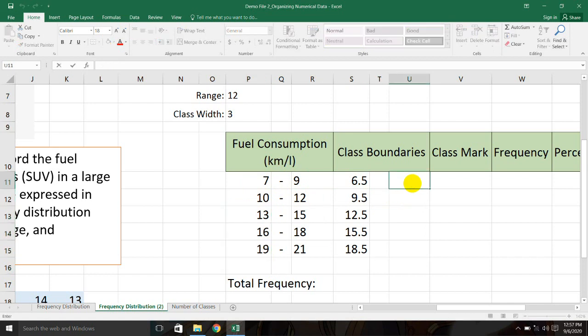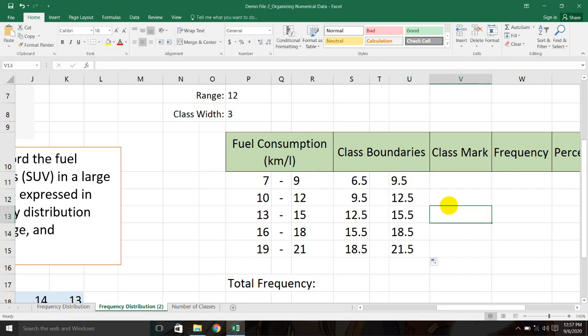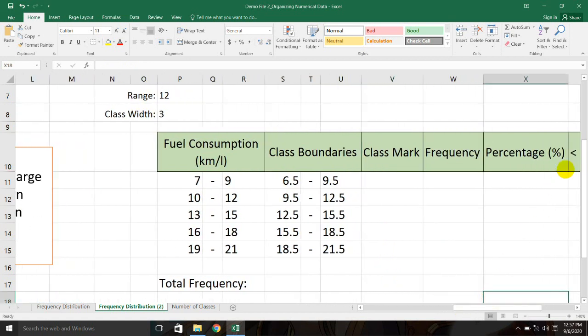Now, sa right side naman, paano makukuha? Instead of subtracting, we need to add 0.5. Okay? So by doing that, we now have the complete class boundaries. Okay? And of course, lagyan natin ng interval dito para magmukhang class boundaries talaga. Okay, now, ano na ang natapos natin? We have the class limits, we have the class boundaries, and then we have now the class mark. How do we get the class mark?